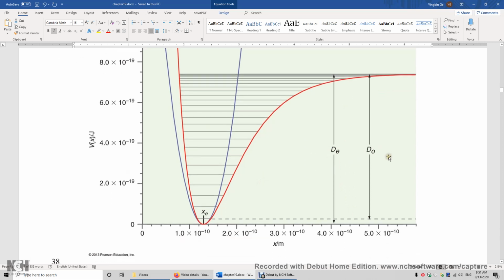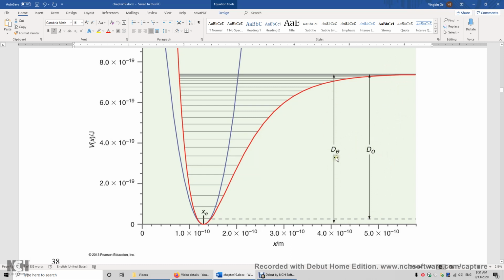And also there's a term d sub 0. If you compare d sub 0 and d sub e, well, they look similar to each other. The only difference is here. Okay, so there's a small difference. This small difference is the lowest possible vibrational energy. And why is that? Well, d sub 0 is a bond energy. D sub e is the depth of the energy well.